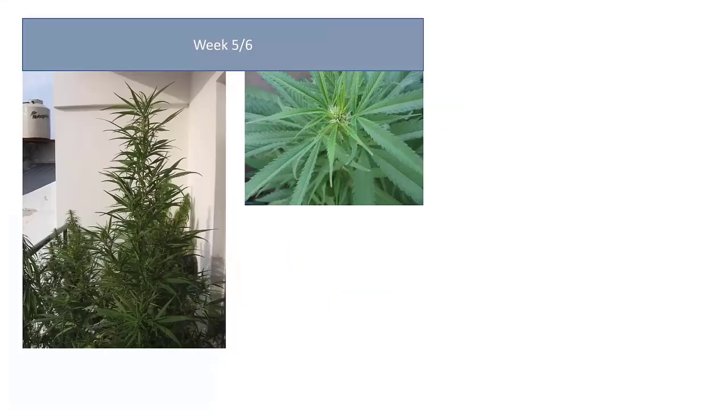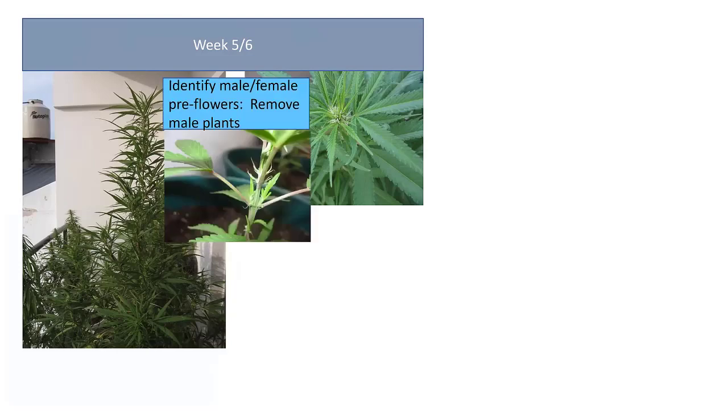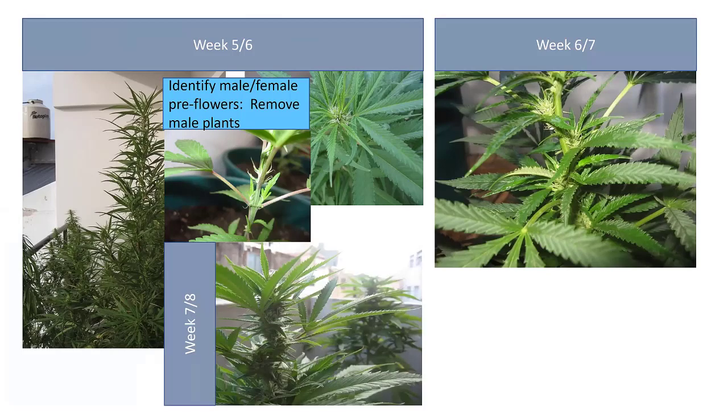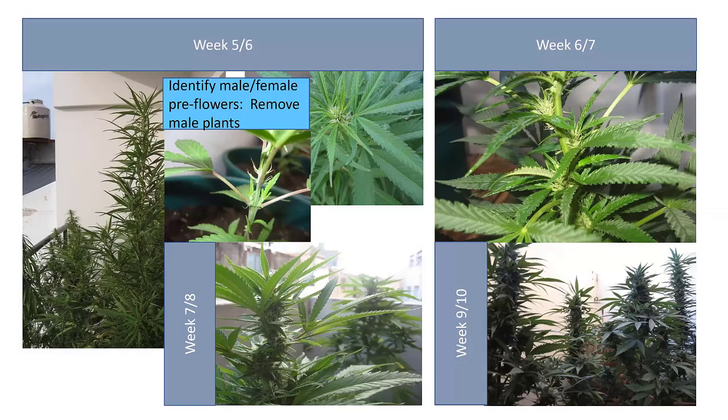So I just have week by week pictures of the reproductive stage. Weeks 5 and 6, you've got the flowers just starting to form. It's kind of what they look like. You can identify the pre-flowers, which are in the leaf axils there, and remove the males. And then your flowers get larger, you get more of them. They get even larger, you get more flowers. And then at the end of flowering, the buds start to mature and the trichomes start to mature. I'll mention what trichomes are in a sec.